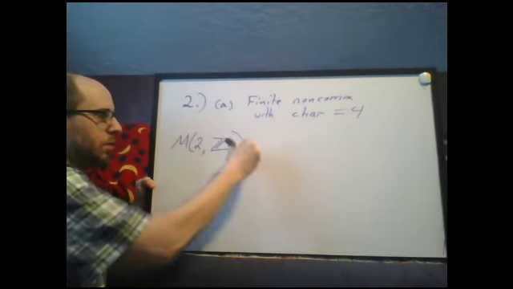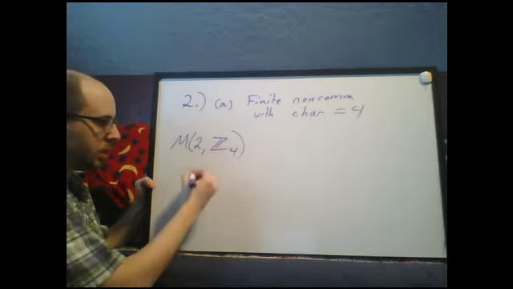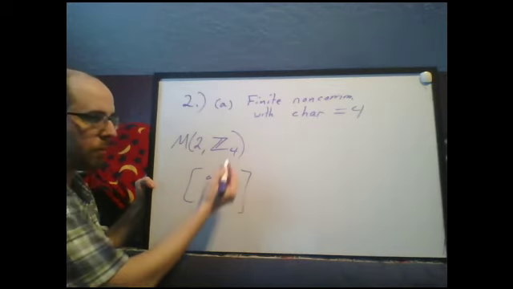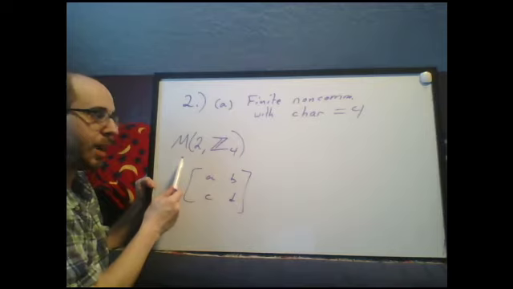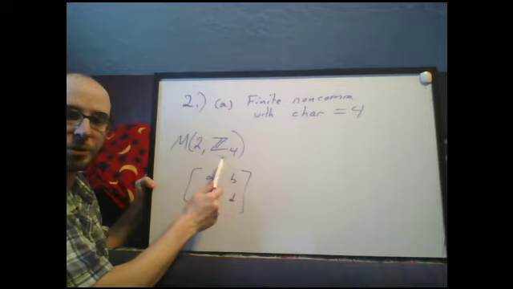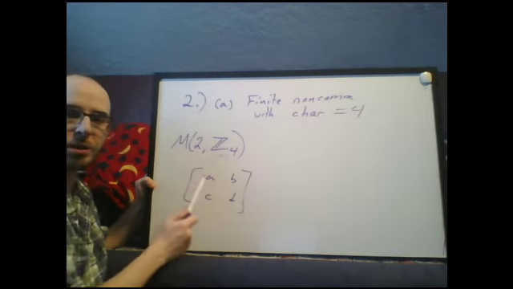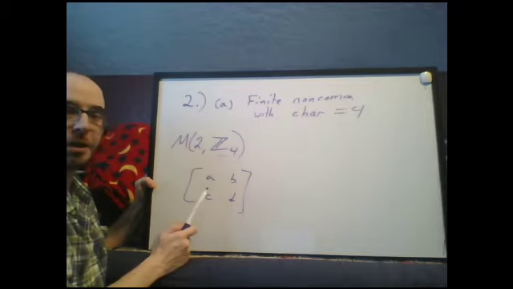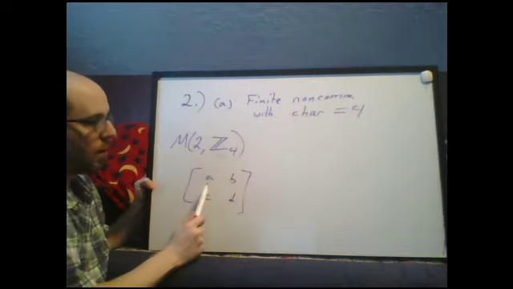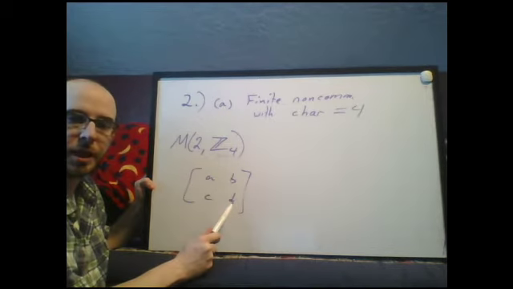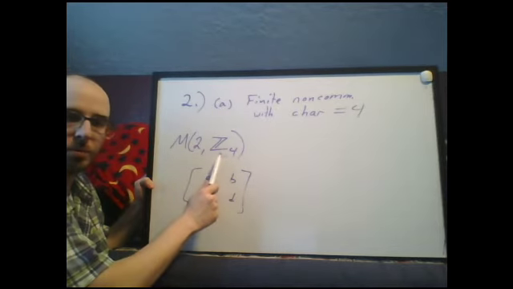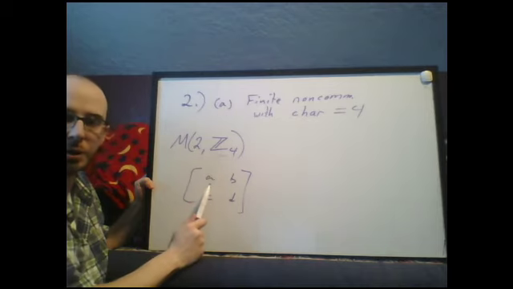So I do M2 Z4. This would be 2 by 2 matrices A, B, C, D, where all 4 of the entries come from Z4. Taking matrices will keep the same characteristic as whatever ring I'm using, so this will be a characteristic 4 ring. It's non-commutative now because it's matrix multiplication. And it's still finite because there are 4 entries in each matrix, and for each entry I have a choice of 4 numbers. Each entry is either 0, 1, 2, or 3.